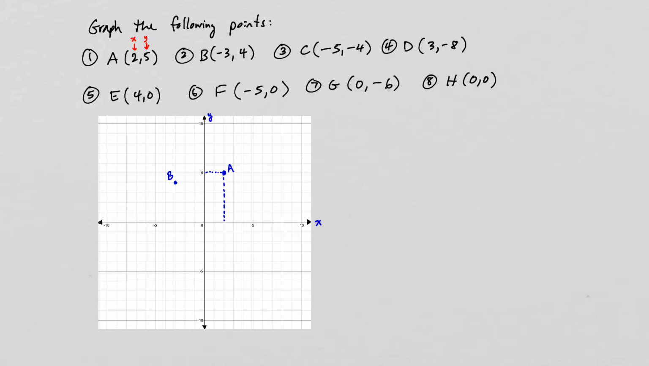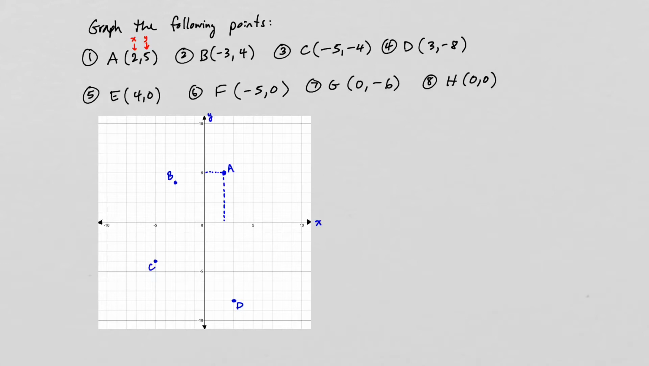Okay, let's go ahead and graph the point C. C has coordinates -5, -4. So x equals -5 is here, and y equals -4 is down here. And so point C is at this location. Point D has coordinates +3 and -8. So x equals +3 is here. Y equals -8 is down here. And so we can locate that point as being right here, and that is point D.